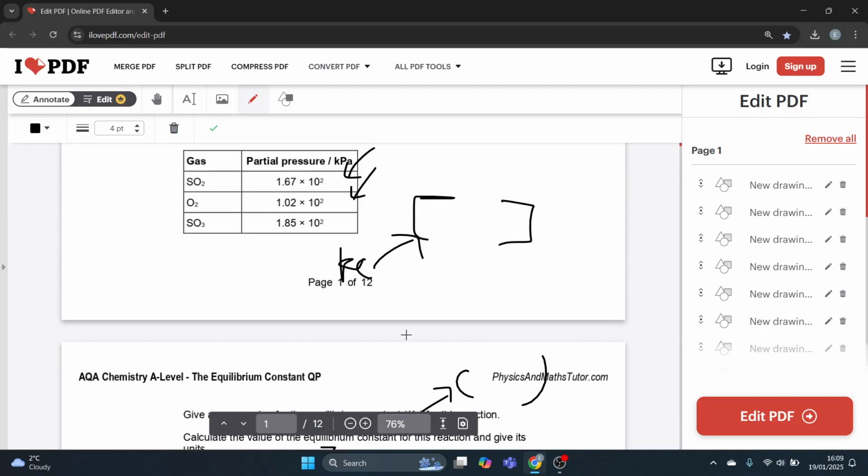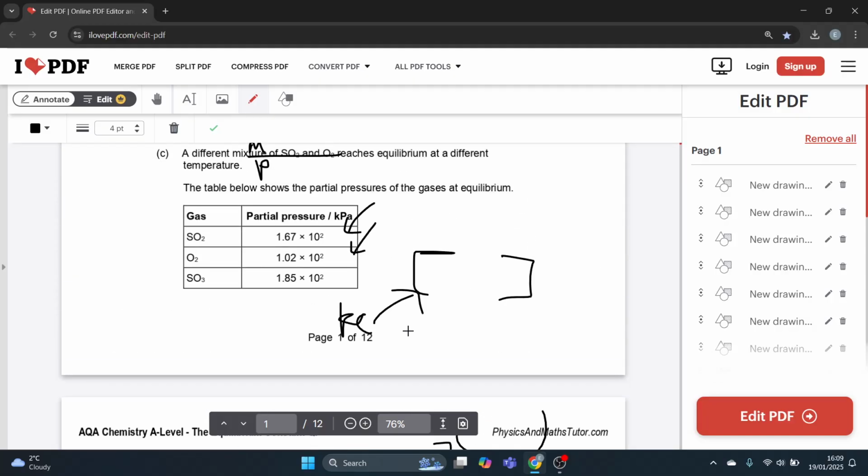So SO3 squared: (1.85 times 10 to the power 2) squared, divided by SO2 squared, (1.67 times 10 to the power 2) squared, times 1.02 times 10 to the power 2. I get 1.20 times 10 to the power minus 2.